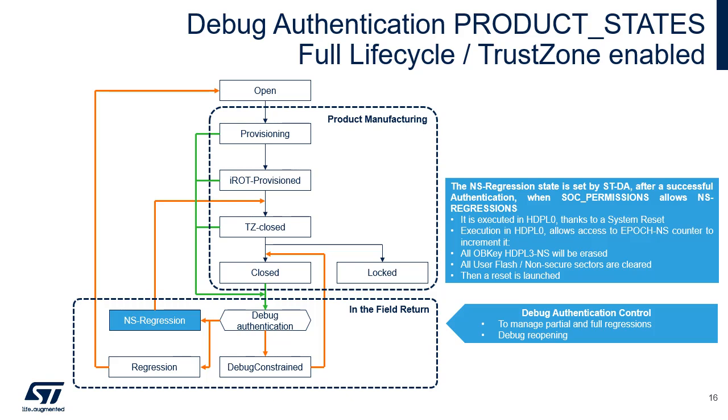The starting state is closed. The debug tools are used to authenticate debug regression access rights with the debug authentication library running on the device in the HDPL1. After verifying the credentials, they put the device into intermediate state NS regression. From this state, the device regresses securely in HDPL0 to TZ closed.